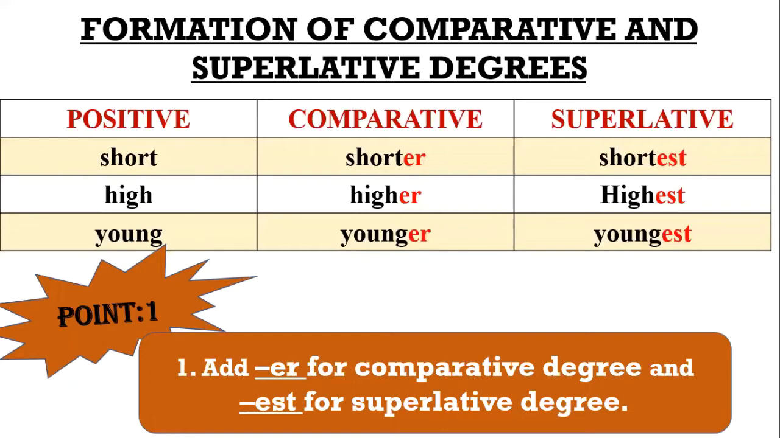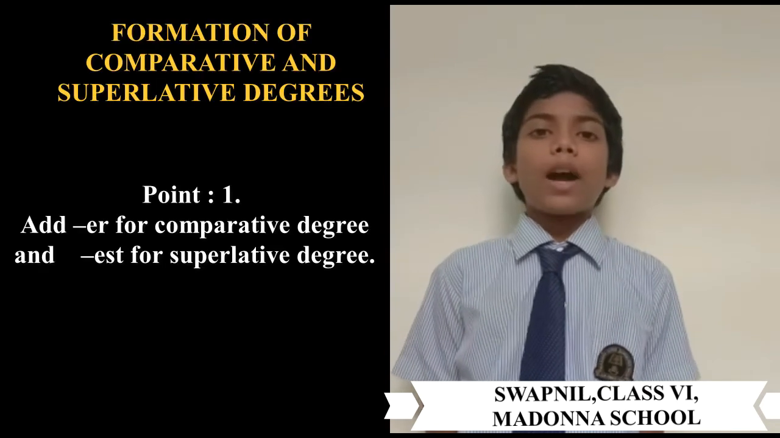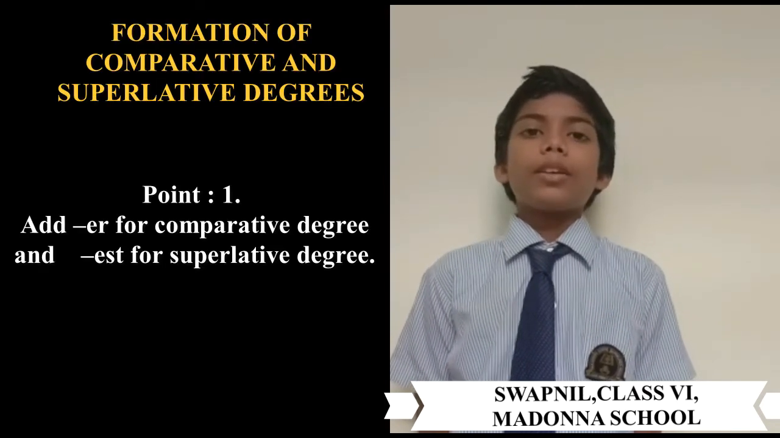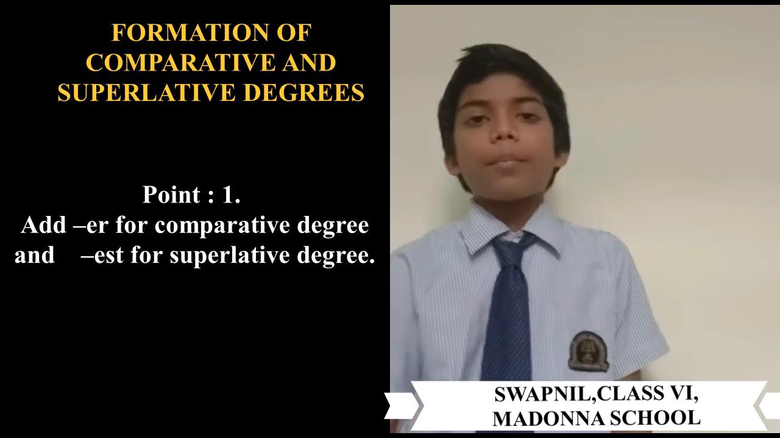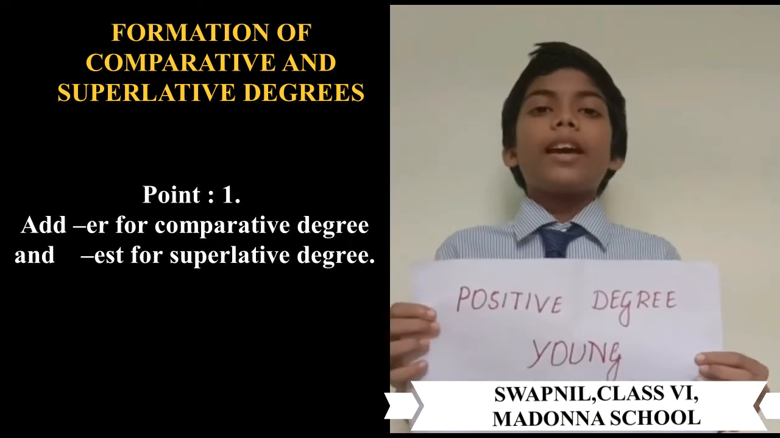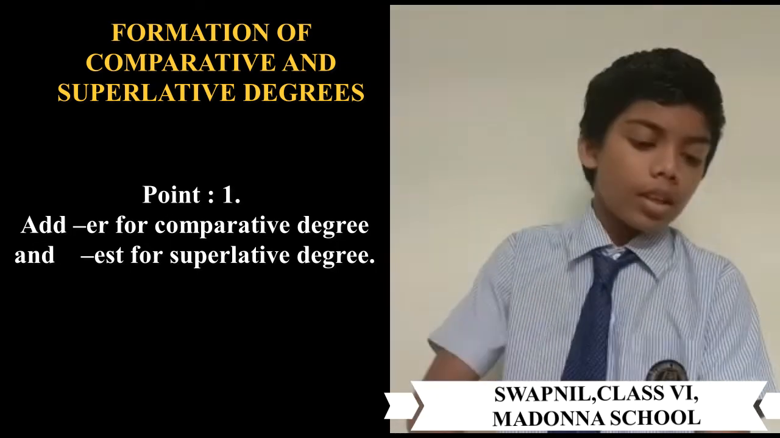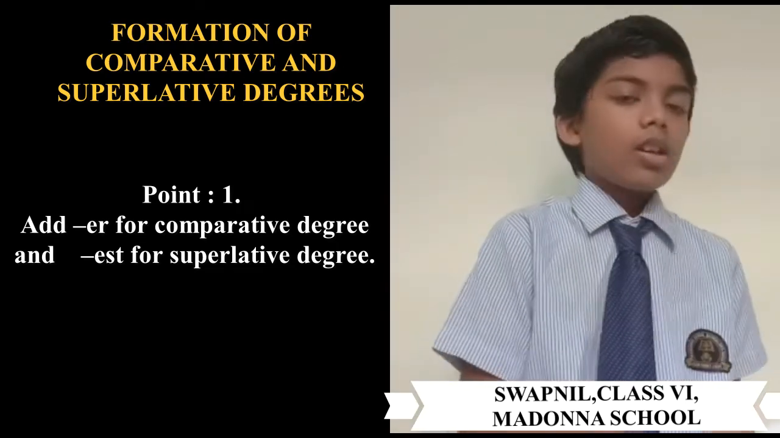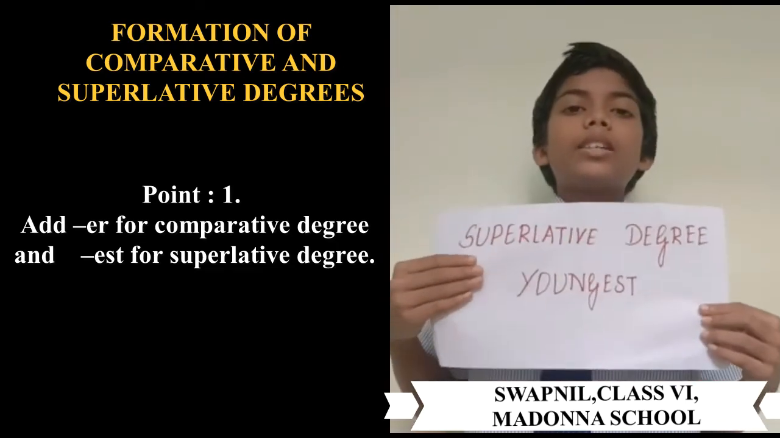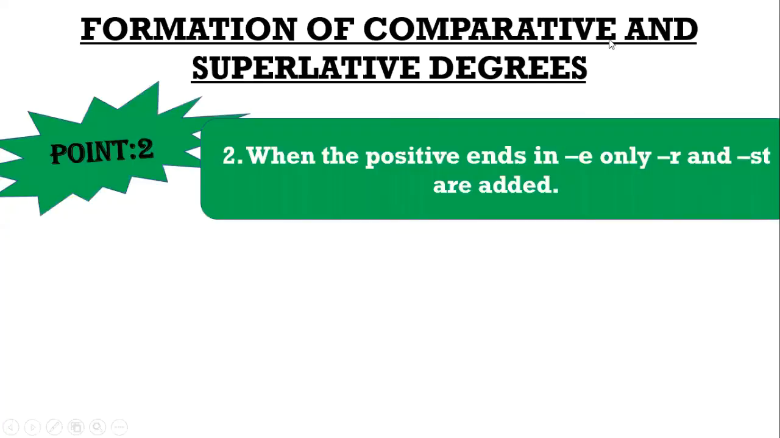So let's hear a student from class 6th, that is Swapnil. Let's see a few examples from him. Formation of comparative and superlative degree. Point number 1. Add er for comparative degree. Add est for superlative degree. For example, positive degree, I am a young boy. Comparative degree, I am younger than my sister. Superlative degree, I am the youngest in my family. Thank you, Swapnil, for those examples.